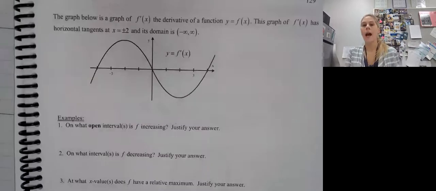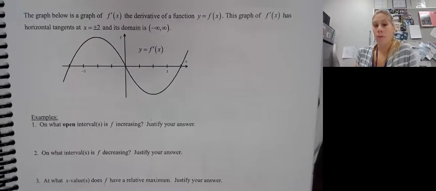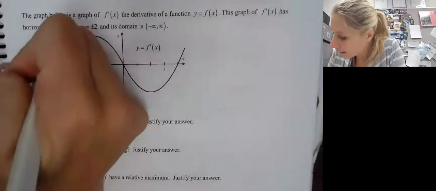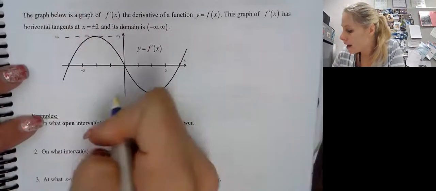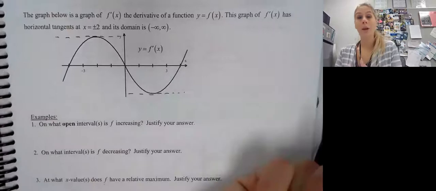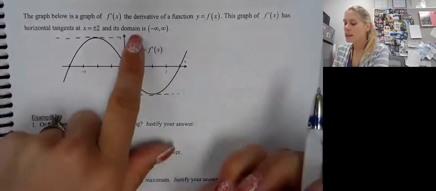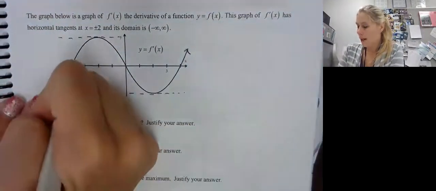So let's look at our example here. The graph below is a graph of f prime, so the first derivative, of the function f of x. The graph of f prime has a horizontal tangent line at x equals 2 and x equals -2. So right here, what I might indicate on my graph is to remind me that these are horizontal tangent lines, which of course means the slope is 0. It also says the domain is -infinity to infinity, which means these go on, okay?